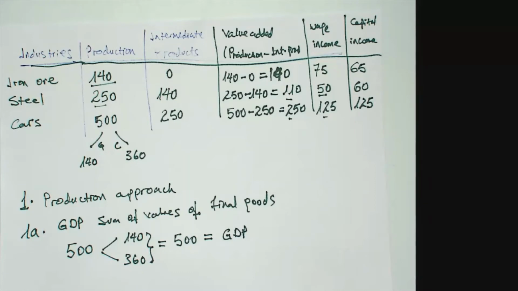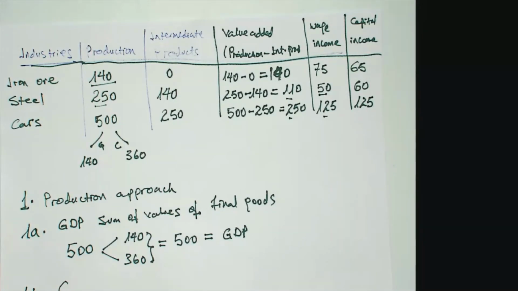The second approach in the production approach, or the second item, is calculation of GDP by using the sum of values added.